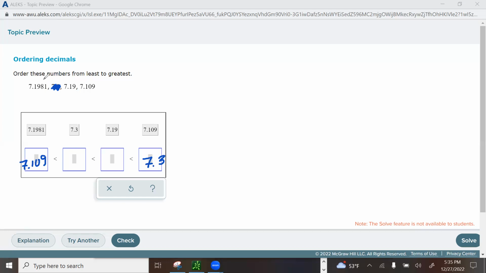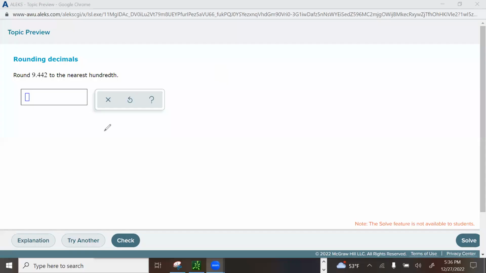All right, that was the hundredths place, the second decimal place. Let's now go to the third decimal place, the thousandths place. We have an 8, and on this one we have a 0. You can always tag zeros on to the right of the decimal point. Well, 0 is smaller than 8, so okay, so that's smaller, and 7.1981 is bigger. And now they are all in order.